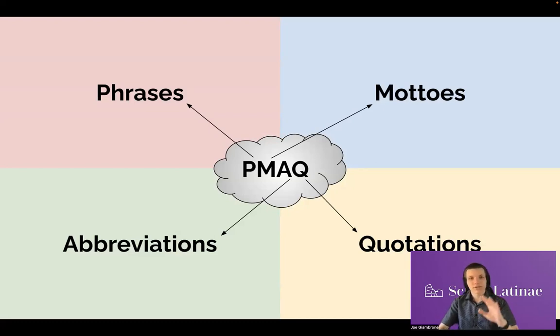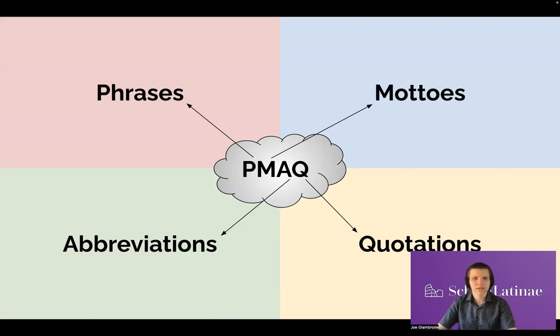And of course, I should say that these four categories are not super exclusive at all. In fact, there are a lot of instances where quotations just become phrases which sometimes get abbreviated or turned into a motto or something like that, where you can understand that the boundary between what is a phrase and what is a motto and what is an abbreviation, what is a quotation, it really goes away.